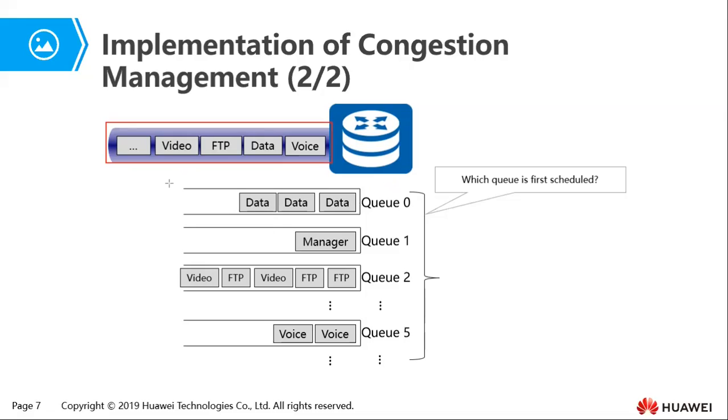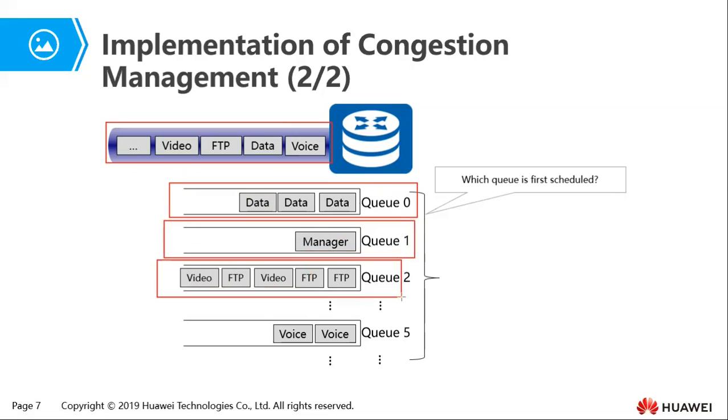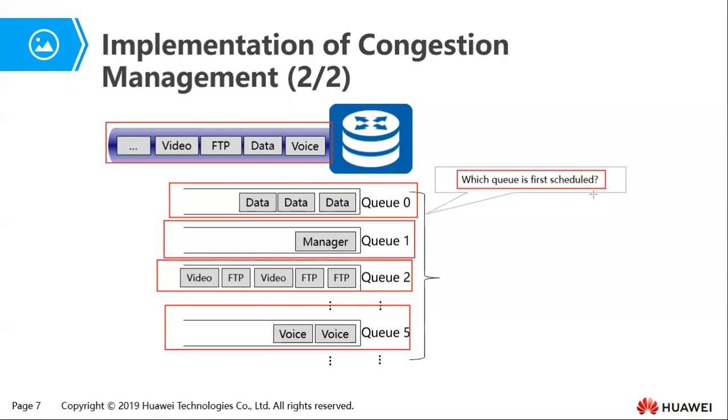For normal data, we place them on queue number 0. Manager data, we put on queue number 1. Video and FTP packets are queued on queue number 2. Voice packets are queued on queue number 5. Now, the main question here is, which queue is scheduled first?